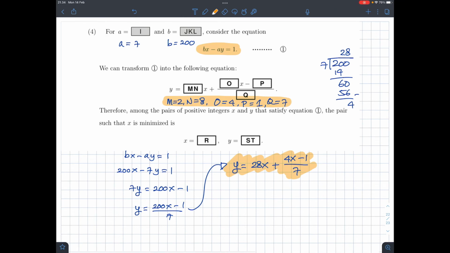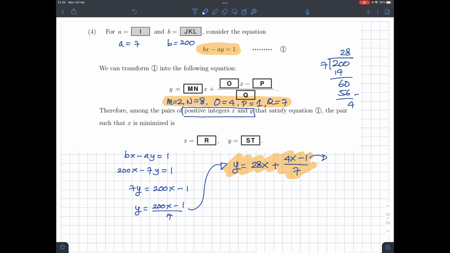And the last part: therefore, among the pairs of positive integers x and y that satisfy equation 1, the pair such that x is minimized is this one. They want x as small as possible. And always remember, here you can see positive integers x and y, so x is an integer and y is also an integer.